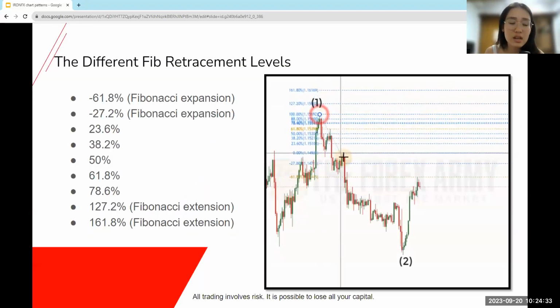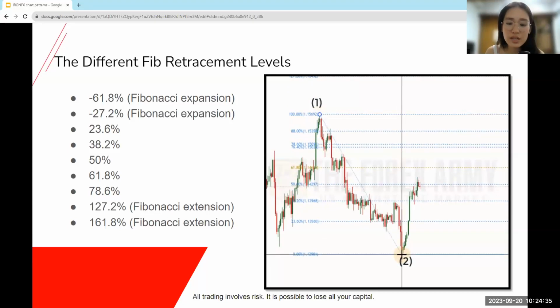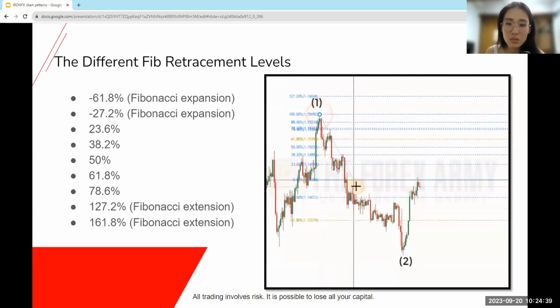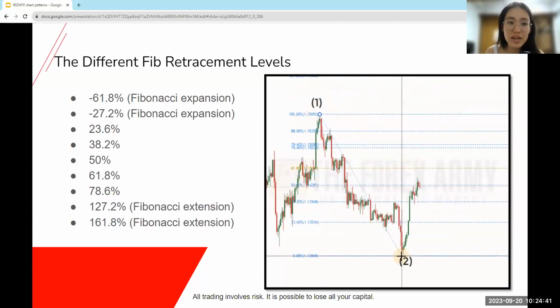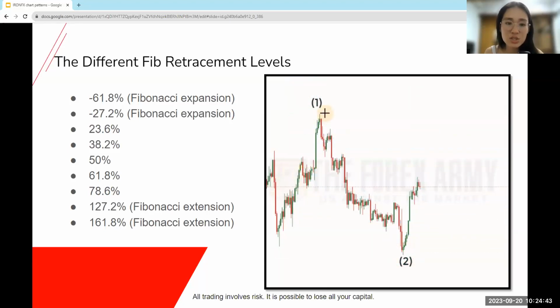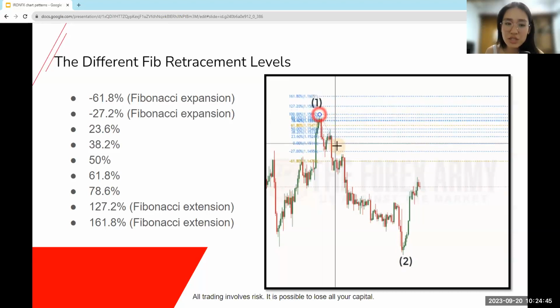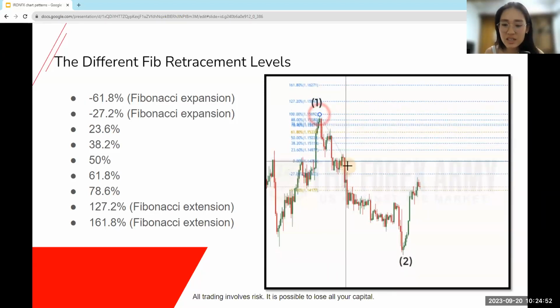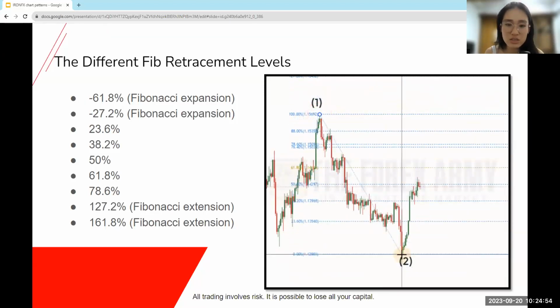So let's just talk a bit about Elliott wave and harmonics. Before I do that, in order to really understand the harmonics and Elliott wave patterns that we're going to be getting into, I'm just going to do a really quick recap on our Fibonacci, because without Fibonacci, the Elliott wave and harmonic patterns really don't quite make sense.